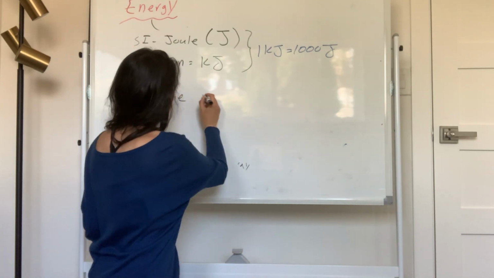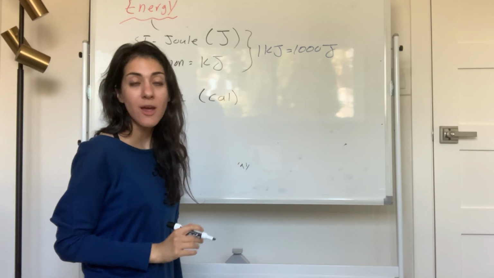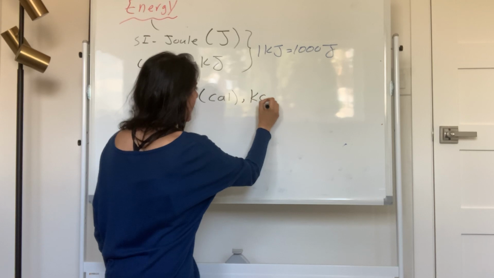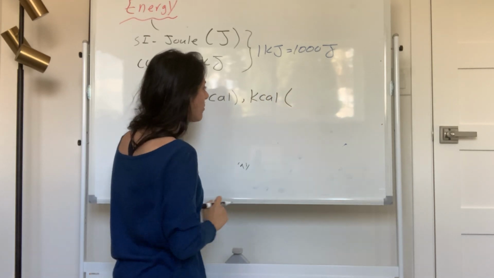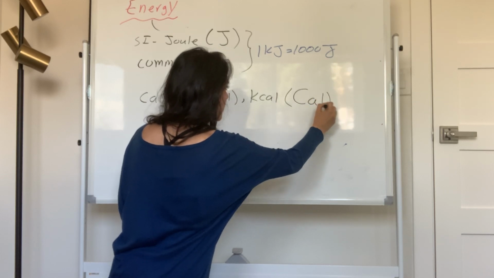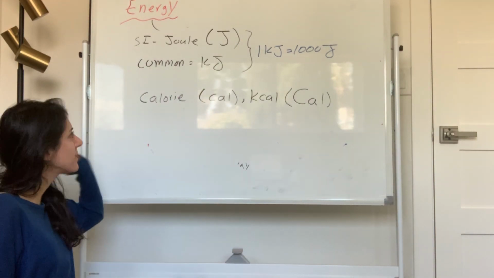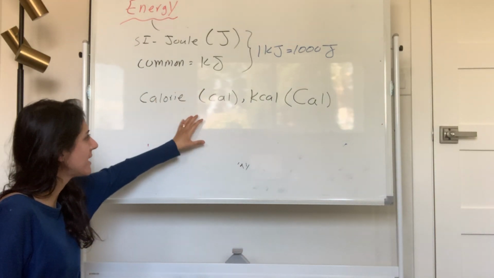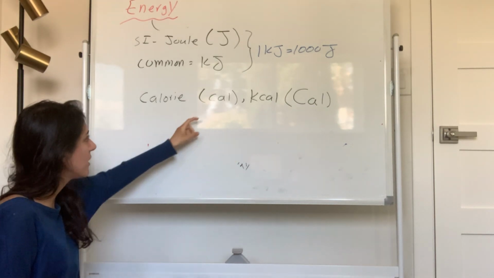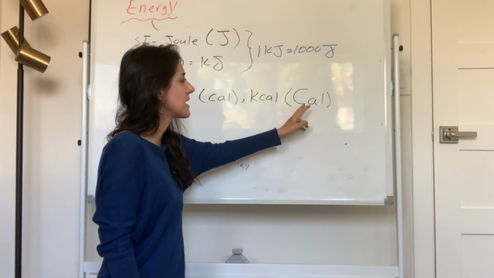Calorie, lowercase cal, is the abbreviation. But also kilocalorie, kcal, and the abbreviation for kilocalorie is uppercase Cal. So calories and kilocalories. We see calorie all the time, and then kilocalorie is another one. For calorie, lowercase cal, and for kilocalorie, uppercase Cal.